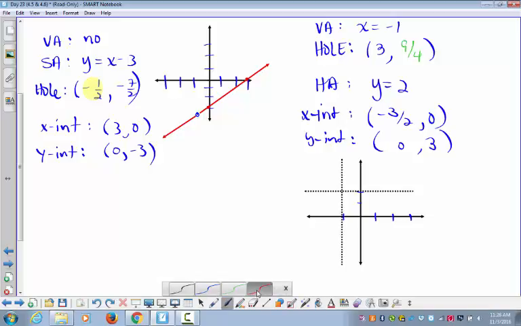So that hole is definitely above the horizontal asymptote there. X-intercepts are -1.5, and 0, 3 is our y-intercept.